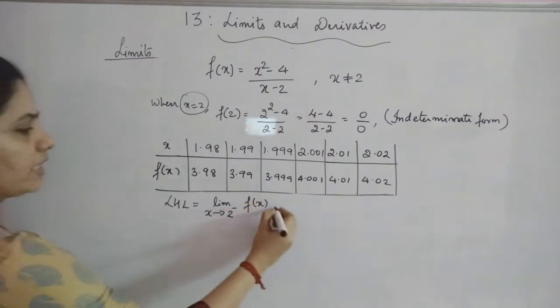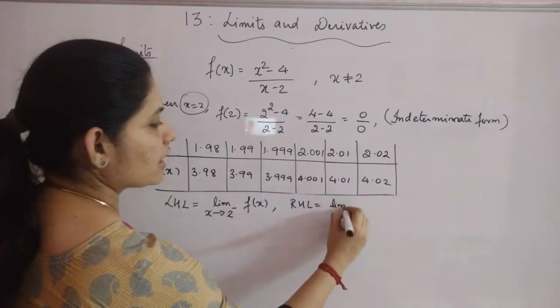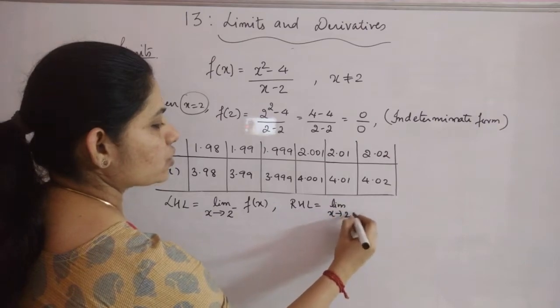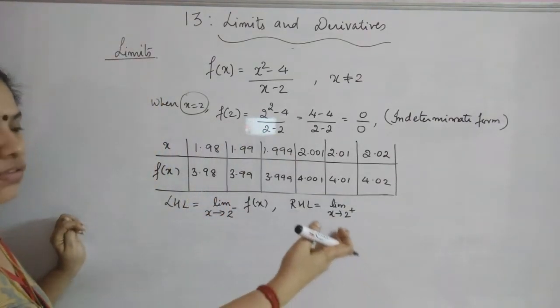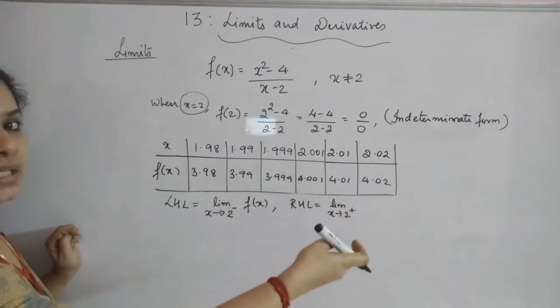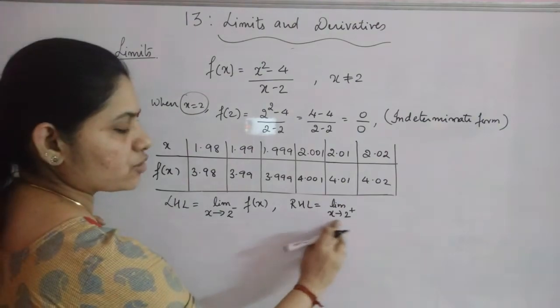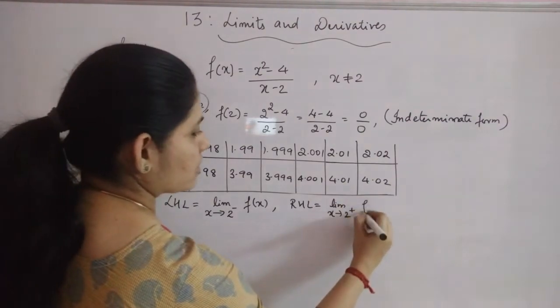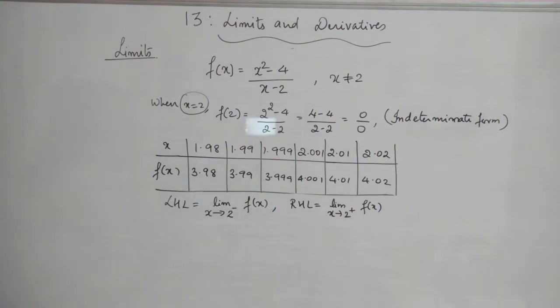Okay, and how will we represent the right hand limit? It will again be limit x tends to 2 plus. 2 plus means it is from the right side of 2, that is bigger than 2 but very close to 2. That value is chosen by x and you get the function value at that time, that is known as the right hand limit.